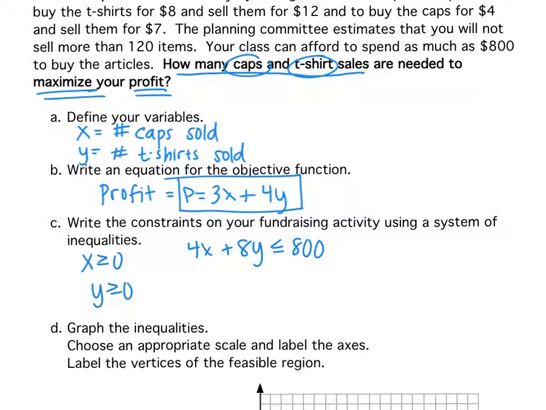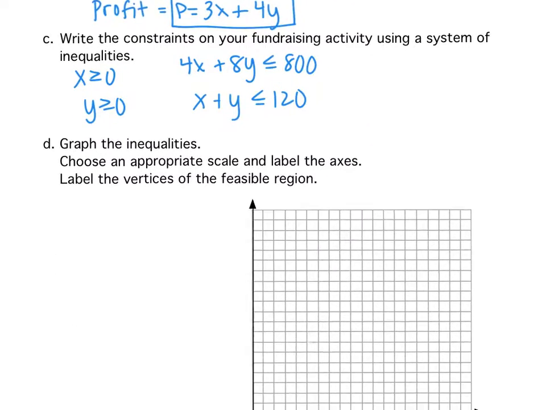So that's one limitation placed on us. What's the other limitation placed on us? We're not going to sell more than 120 items. What does that look like as an expression? Oh, good. X plus y. So that's the number of items that we're selling, less than or equal to 120. Anything else limiting us? No. Okay. Any questions so far? Okay, great. Let's keep moving on then.